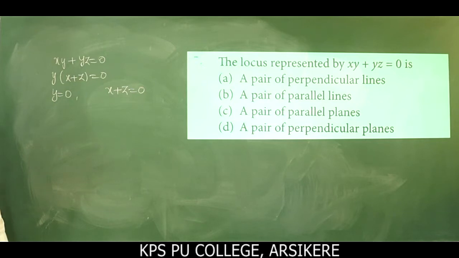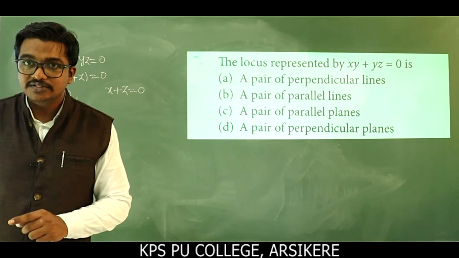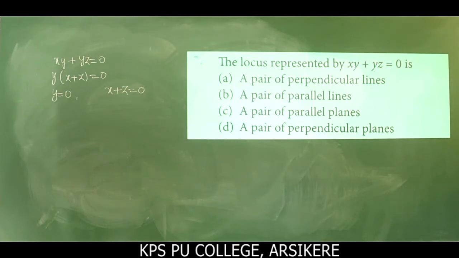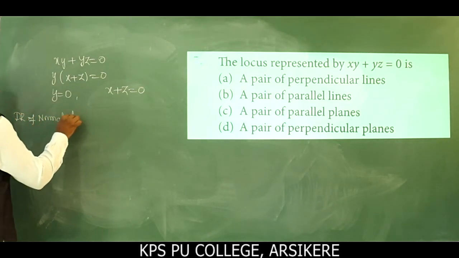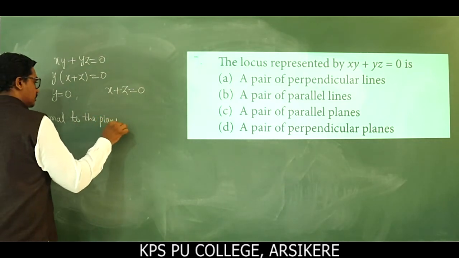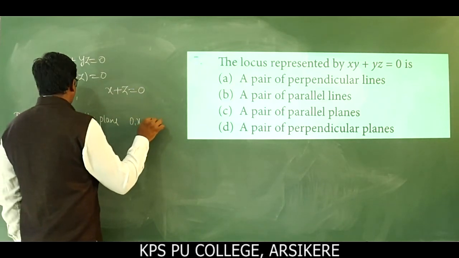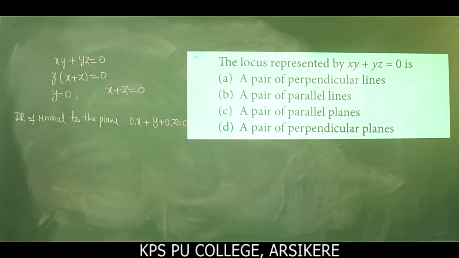So y is equal to 0 is nothing but, remember, the xz plane. Y is equal to 0 represents the xz plane. So this is also another plane, x plus z is equal to 0. Then here we need to find direction ratios of the normal vector to the plane. Sorry, y is equal to 0 can be written as 0 into x plus 1 into y plus 0 into z is equal to 0. We are left with the same, y is equal to 0.